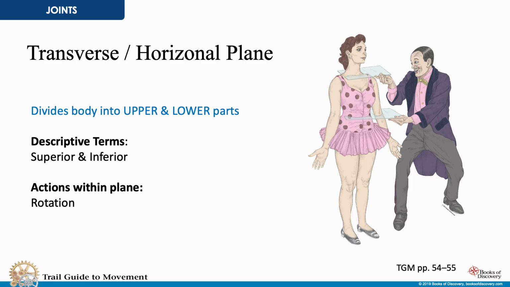The transverse or horizontal plane divides the body into upper and lower parts. Terms that we'll use are superior and inferior. Superior being the upper part of the body, inferior, of course, lower. Actions within this plane are rotation. One of the ways to help remember this is the word trans means across, like a transit system. So, of course, transverse would be dividing the body in half across.